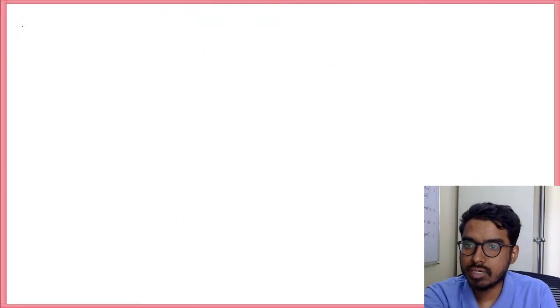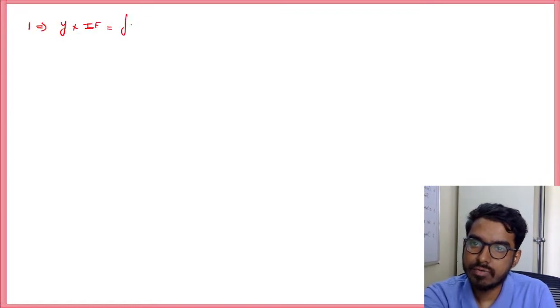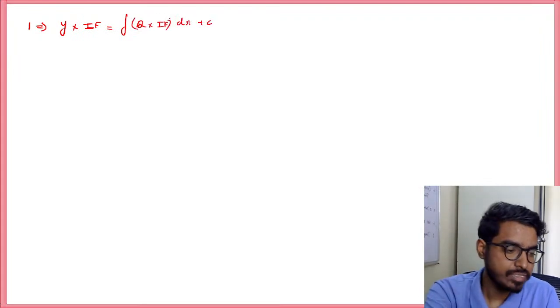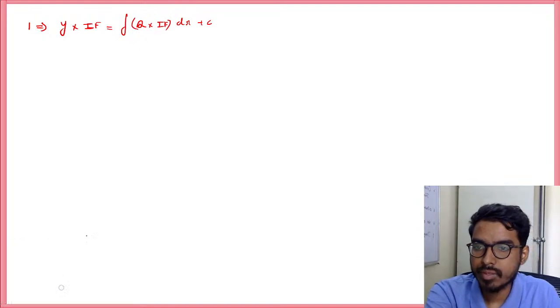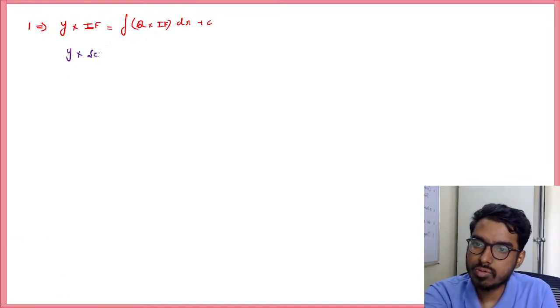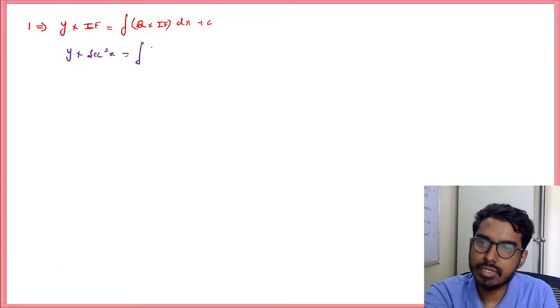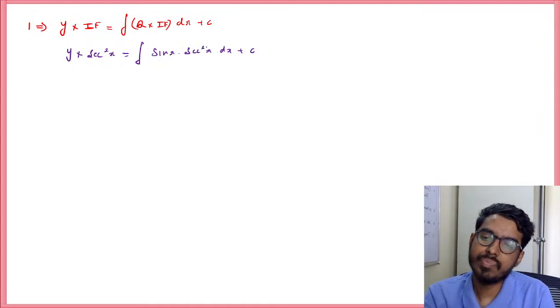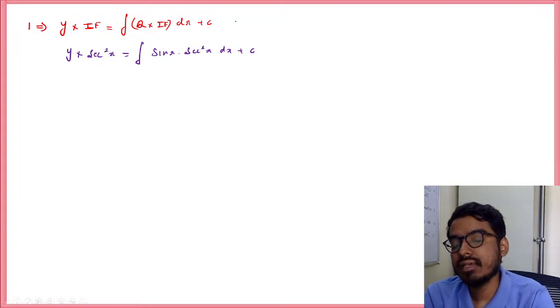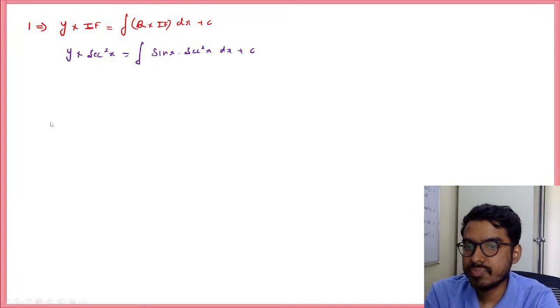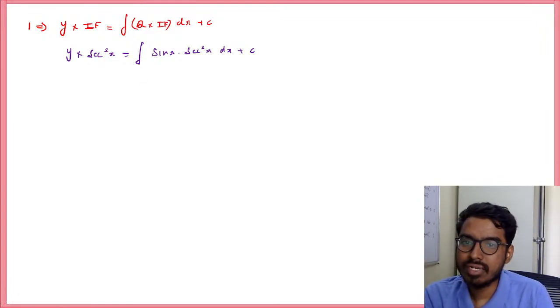So 1 becomes y into integrating factor is equal to integration of q into integrating factor dx plus c. This is the required solution. So y into secant square x is equal to integration of q, which is sin x, into secant square x dx plus c. Secant square x, I can write that as 1 by cos square x. So sin x into 1 by cos square x dx. Okay, it is very simple, right?